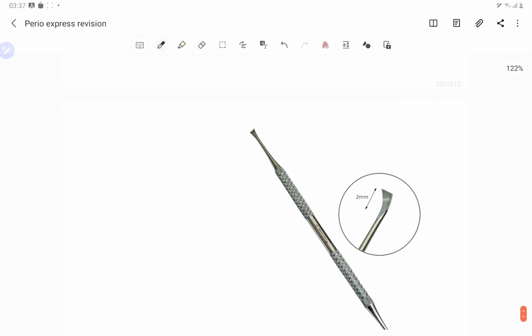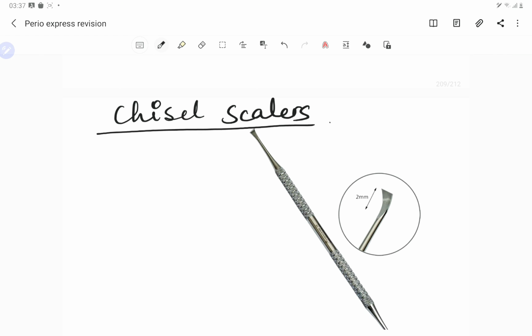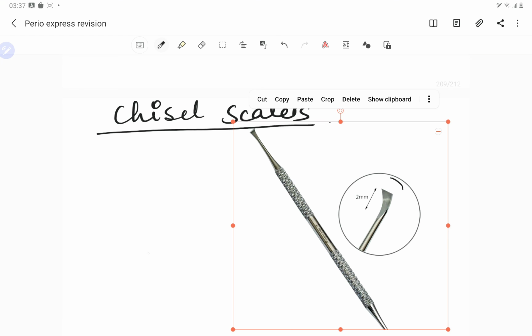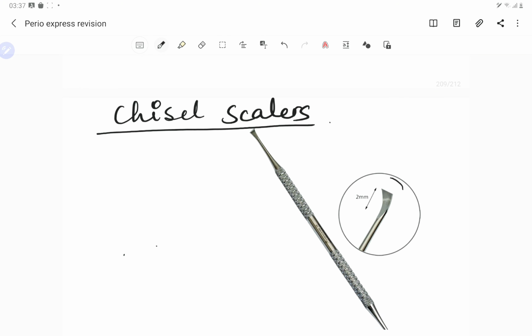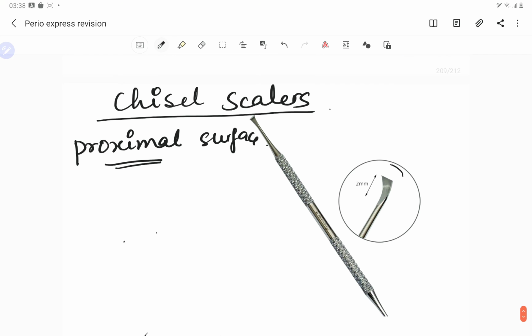Next one, guys, we have are the chisels. So chisel scalers. As you can make out from the tip itself, these are the chisels. So they are basically designed for the proximal surfaces. What we do is we engage this proximal surface. So basically we use this in the anterior tooth region.